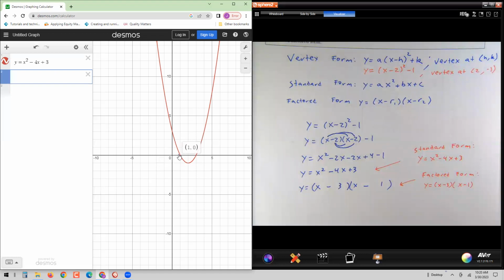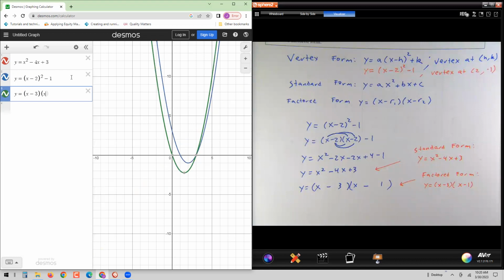In fact, if you were to try to type in these other equations into Desmos, you would see that they all line up. So here is my vertex form. It's falling right on top of that last graph. (x - 3)(x - 1). There, that green one's on top of the blue and the red, so they're all on top of each other there. These things are the same graph, even though they look different for the equation.